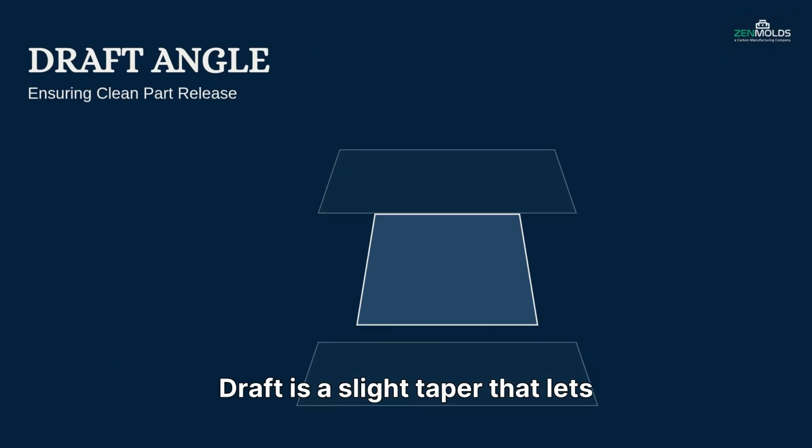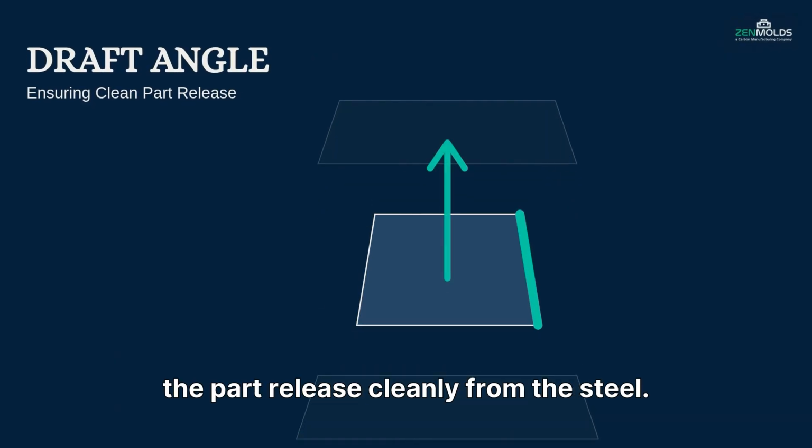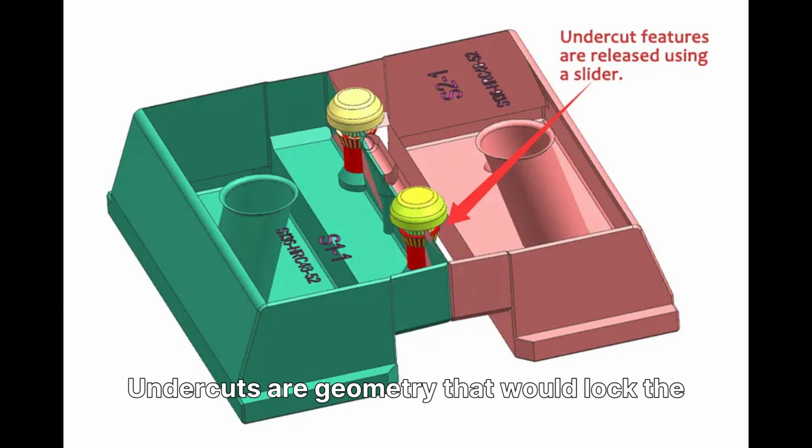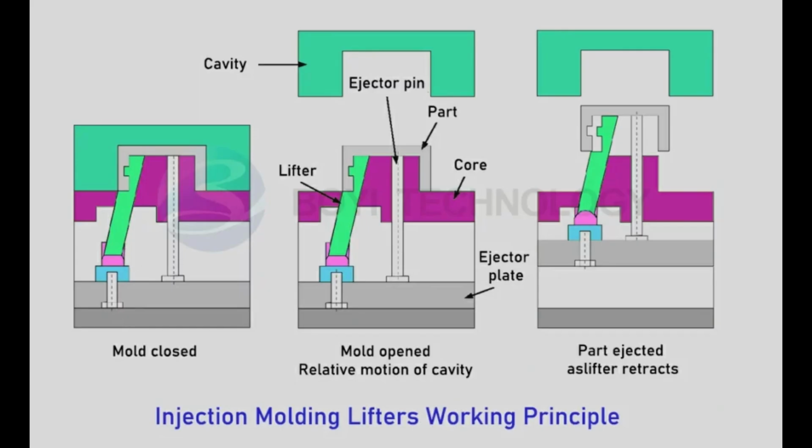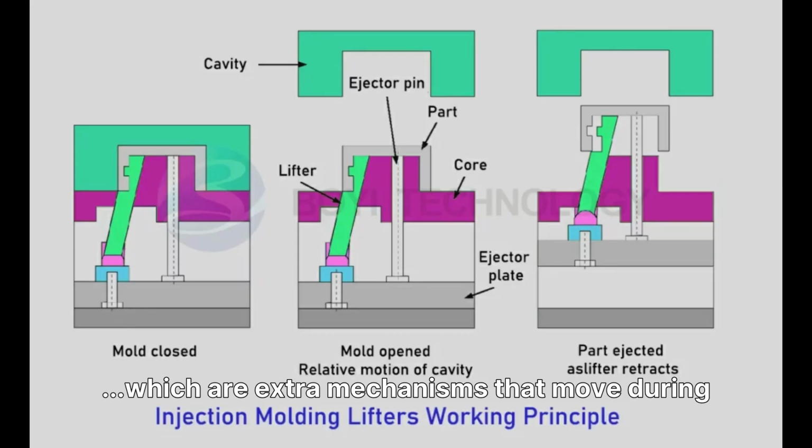Design features come next. Draft is a slight taper that lets the part release cleanly from the steel. Undercuts are geometry that would lock the part in the mold. They're handled with sliders or lifters, which are extra mechanisms that move during the cycle.